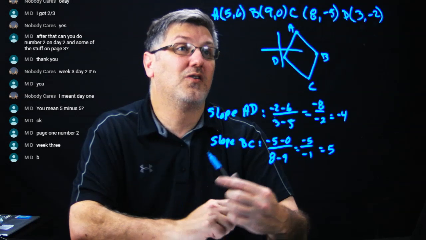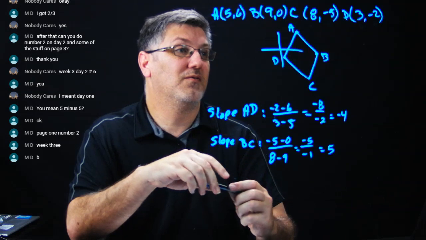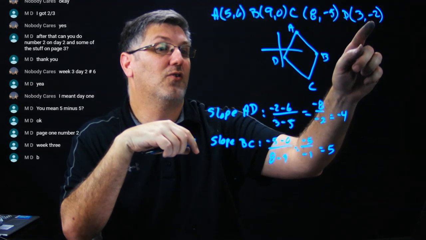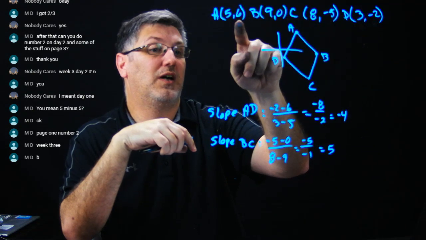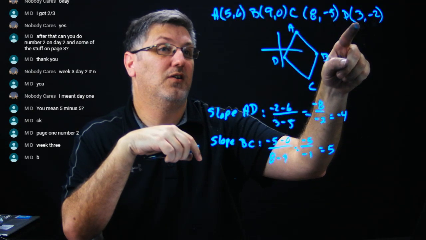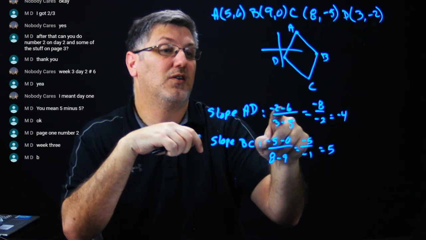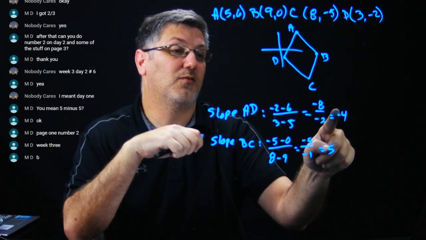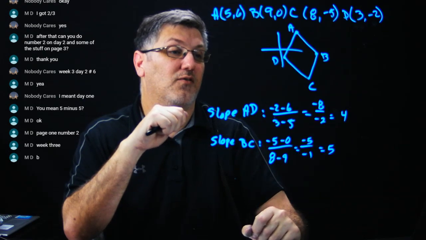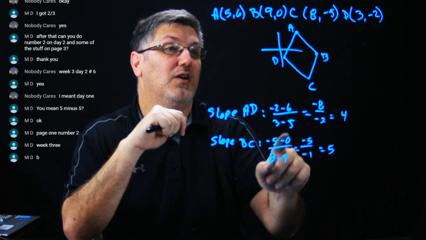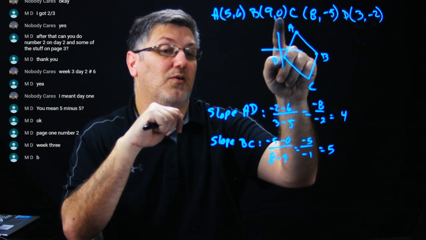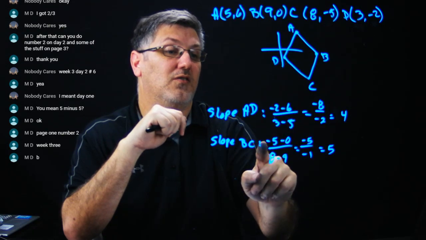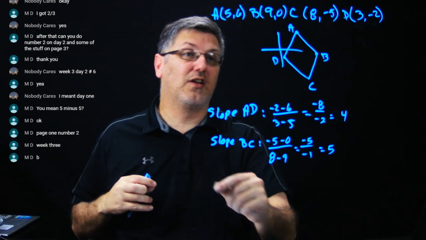Did I do everything right? Let's see. AD. So -2 minus 6 and 3 minus 5 gives me -8 over -2, which gives me a +4. Not negative, so there's a mistake. +4. And then -5 minus 0 and 8 minus 9. This gives me a negative, yeah. So yeah, it can't be a parallelogram.